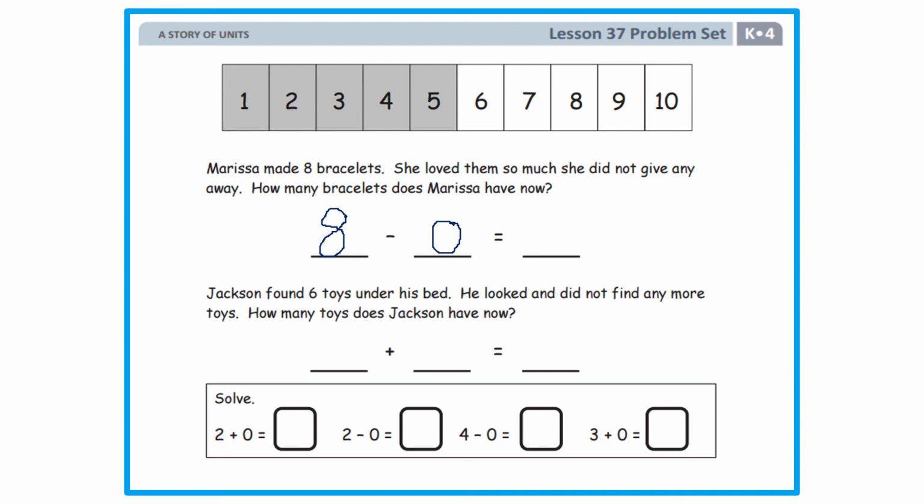That leaves you with 8 still. Good job. So 8 minus 0 equals 8. When you add or subtract 0 to any number, you get the same number every time. Now let's take a look at a different story before we do some adding and subtracting with 0.